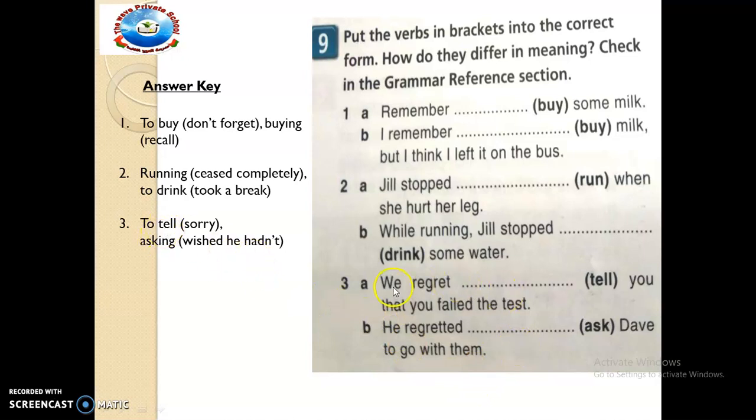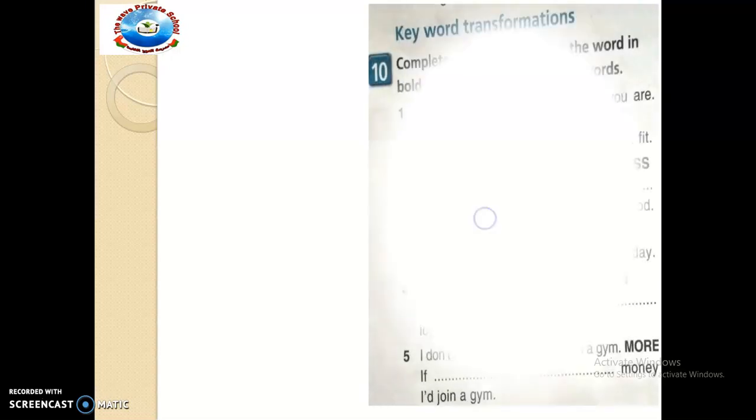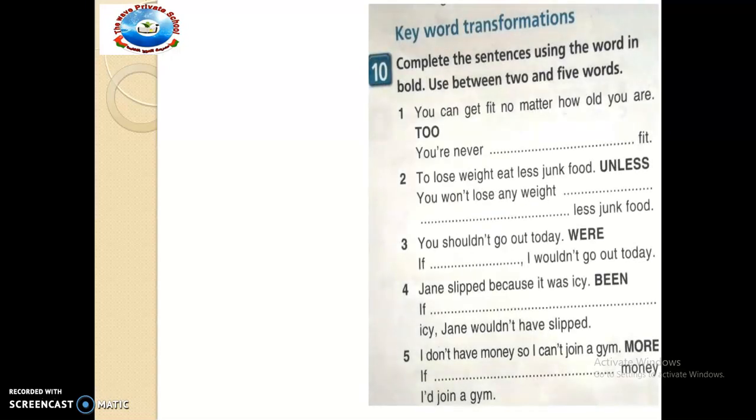Asking. We regret telling, and he regretted asking. So you can see the difference. Alright? Okay? We want to make progress now to the next, and that will be what? The next exercise will be 10. We want to practice keyword transformation.